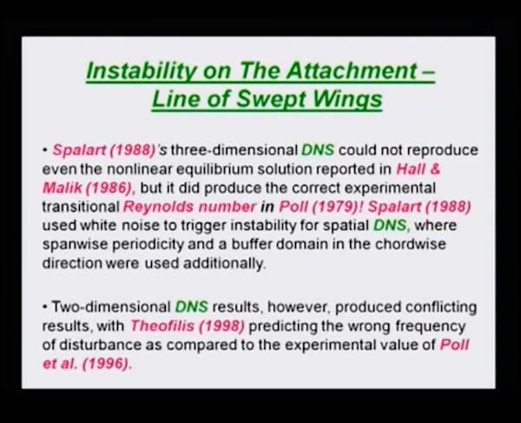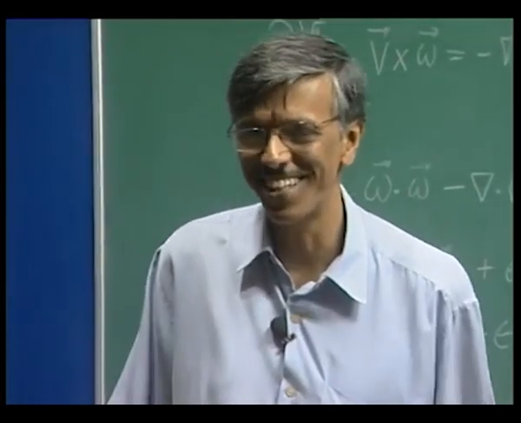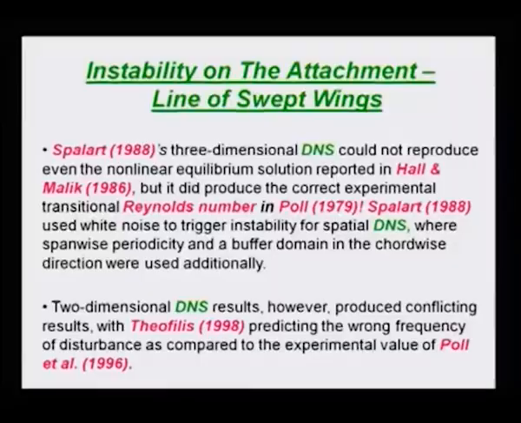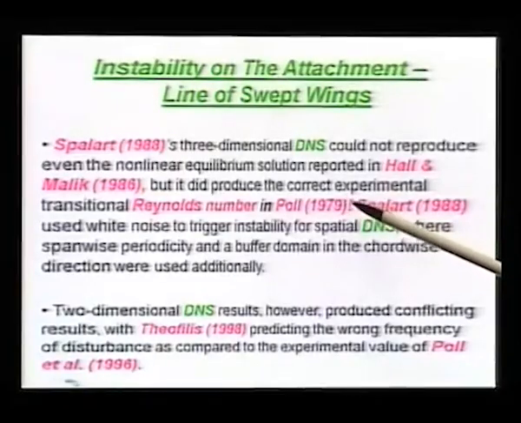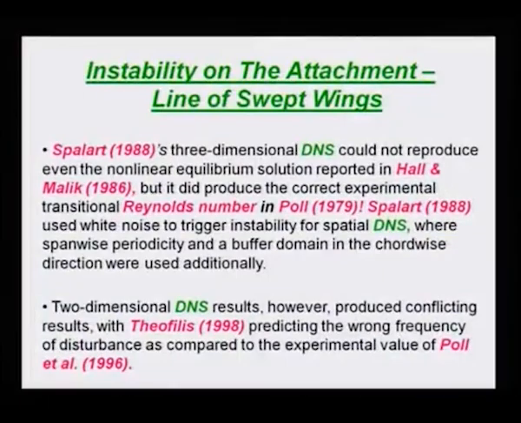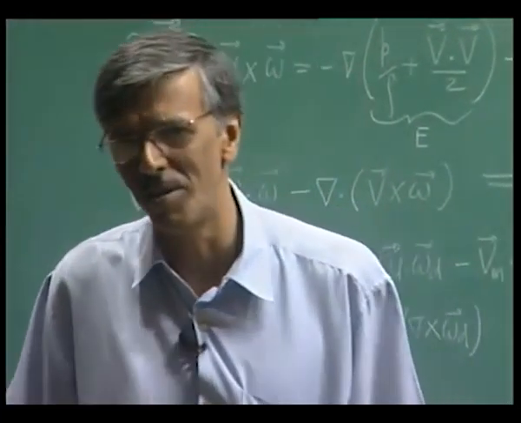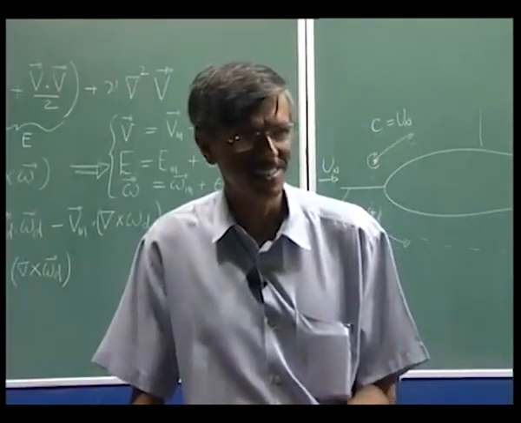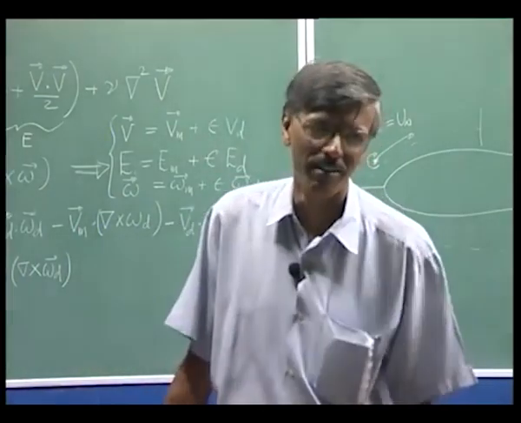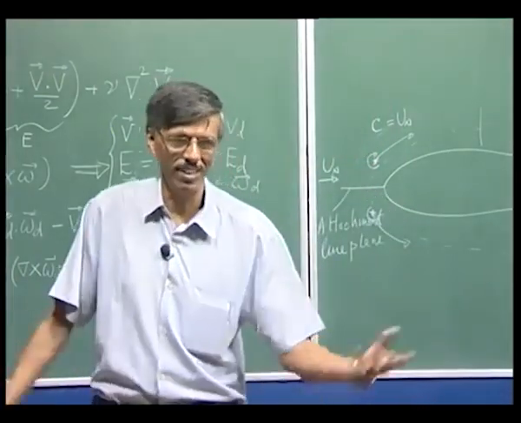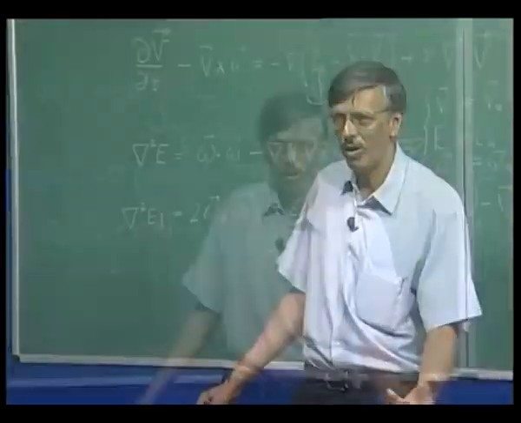But it did produce the so-called transitional Reynolds number from the experiment of Paul. So, this really comes with an exclamation mark, because if you cannot even get the equilibrium flow, but you do get the disturbance flow, then well, it could be a coincidence.